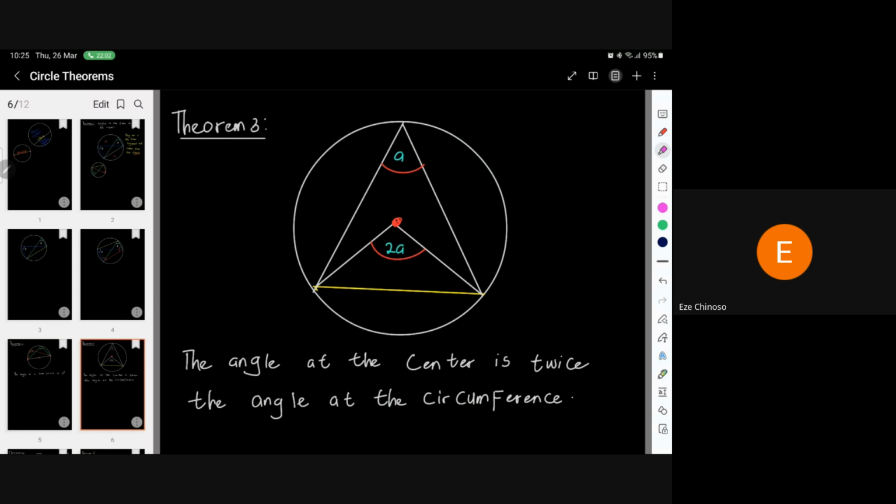They can interchange it. They will tell you that the angle at the circumference is half the one at the center, isn't it? Because if the one at the center is 200, it means that the one at the circumference is going to be what?